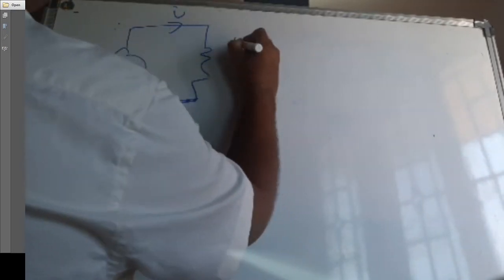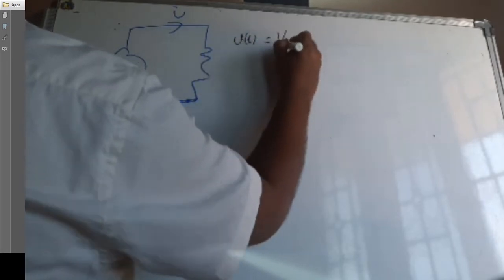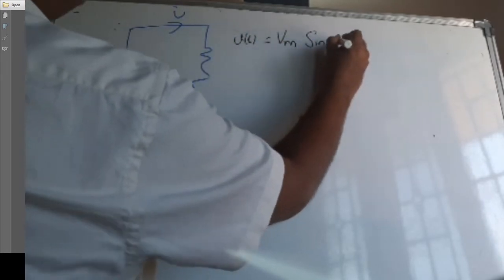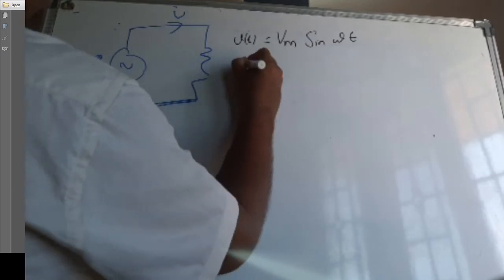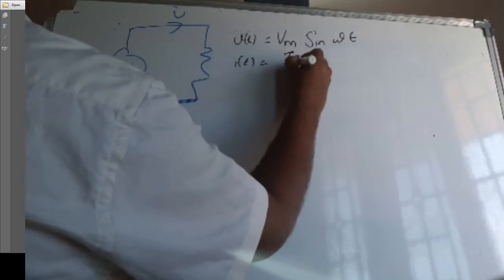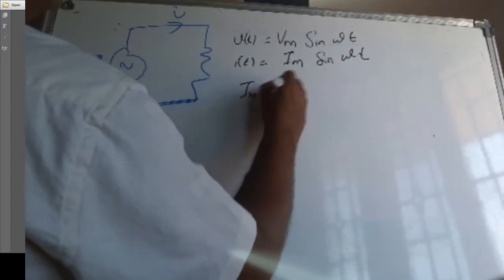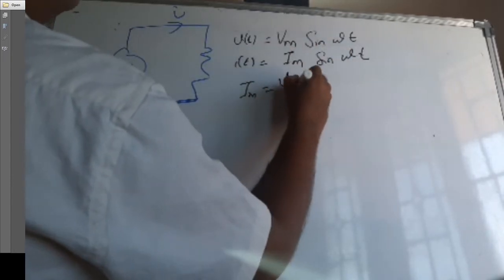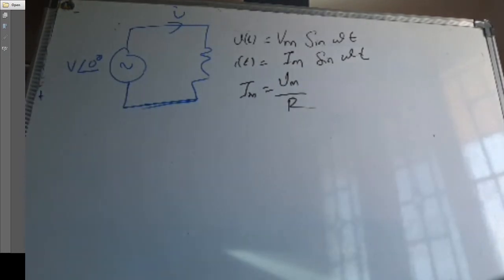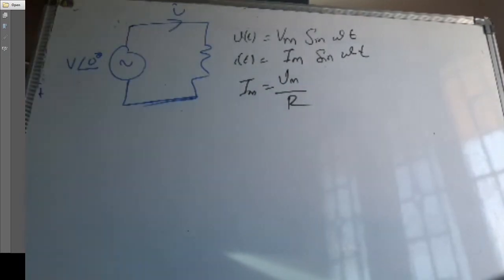So, for example, in a resistor circuit, when you say that v of t is equal to Vm sin omega t, I of t can be represented as Im sin omega t, where Im is equal to Vm by R. Okay, now coming to the next case.